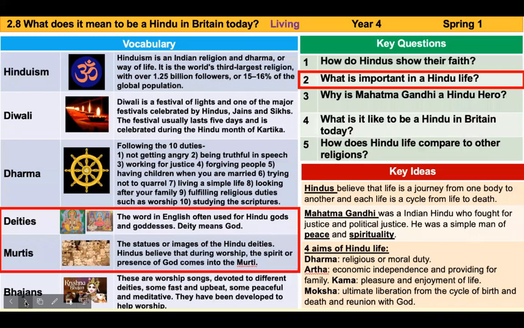So let's think about our knowledge organizer. We can see that we've got highlighted today this second question about what is important in a Hindu life. And we're going to be thinking about deities. Now, deities, it says here, the word in English often used for Hindu gods or goddesses. Deity means God. So it's a word that means the same thing as God. And murtis, the statues or images of the Hindu deities. Hindus believe that during worship, the spirit or presence of the god comes into the murti. So it's the statues or images, the representations of the Hindu gods, the Hindu deities.